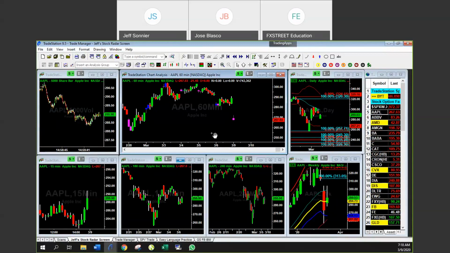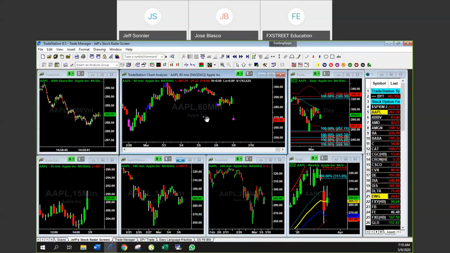I mentioned tying up capital. Apple is about 267 and change per share. So if you want to buy 100 shares of Apple, it's going to cost you $26,700 and change. That's a lot of money to tie up.